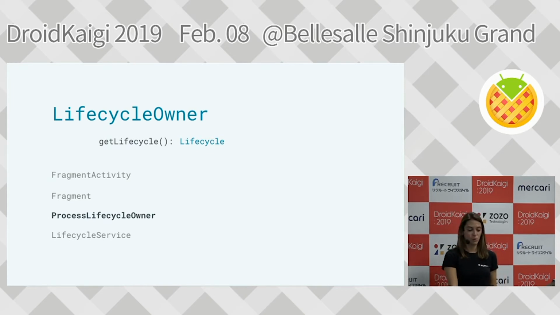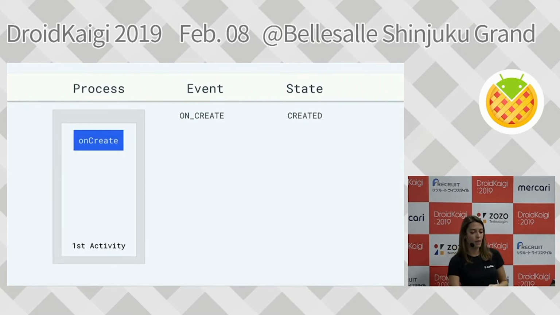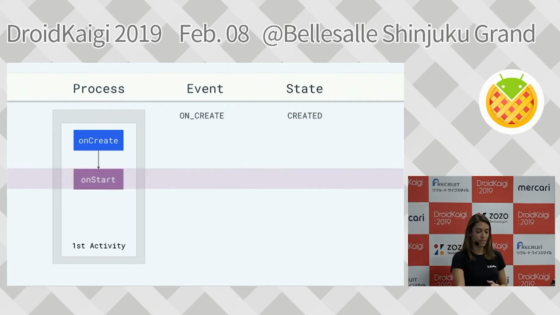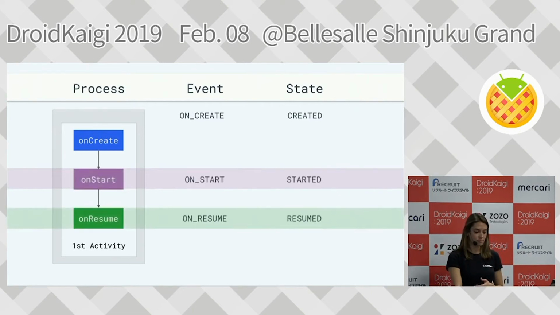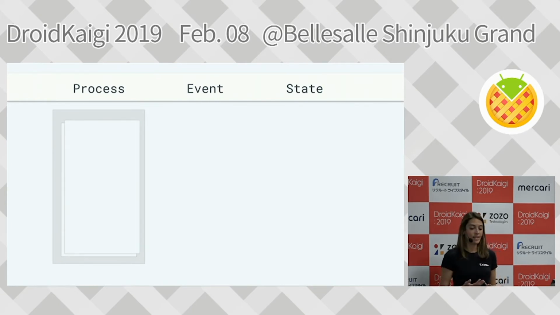So here's what and when events are triggered. When the process starts, the onCreate event is triggered and the state moves to created. Next, when the first activity is started, the onStart event is triggered. Then when onResume is called, the onResume event gets emitted. But then, as other activities are added, no other events are sent, because right now our application is already in foreground.